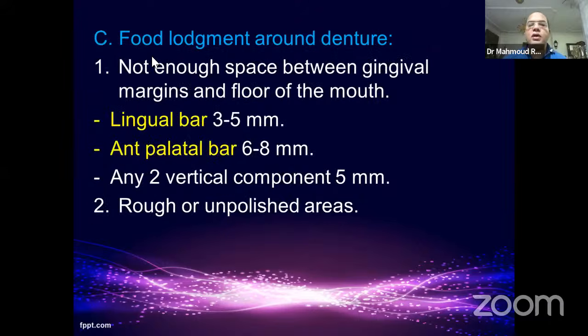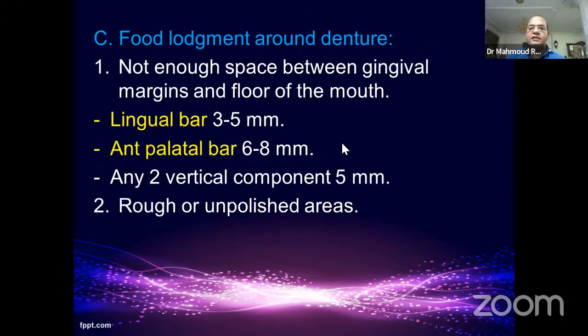The patient may also complain about food lodgement around the denture. There may not be enough space between the gingival margin and the floor of the mouth. So the proper selection of the type of major connector here is very important, so that you have sufficient clearance between the anterior border of the major connector and the gingival margin. If you don't have this space, please use a blade instead of bars.